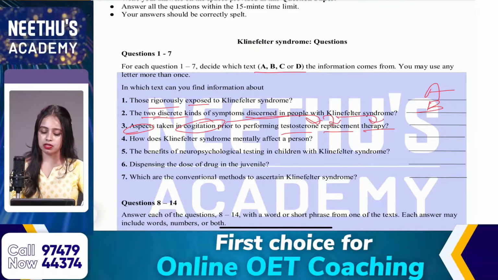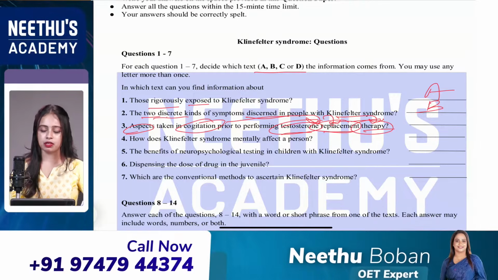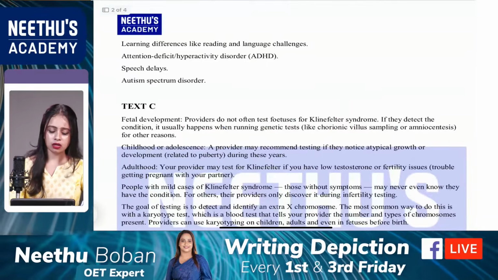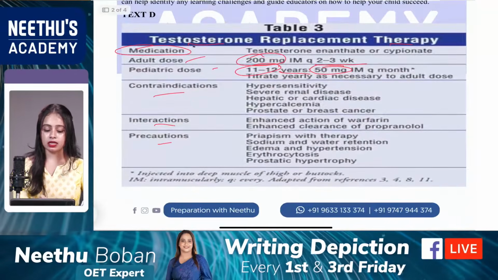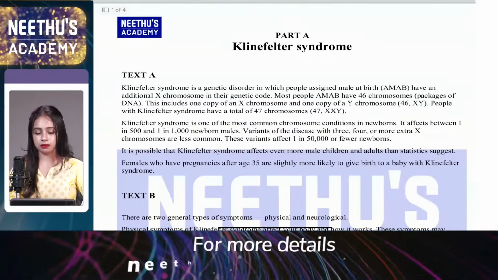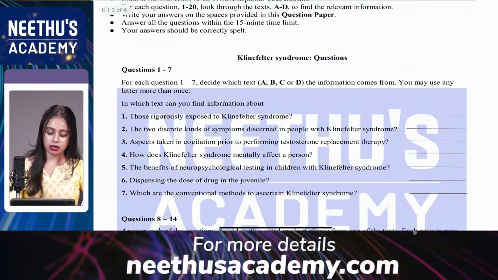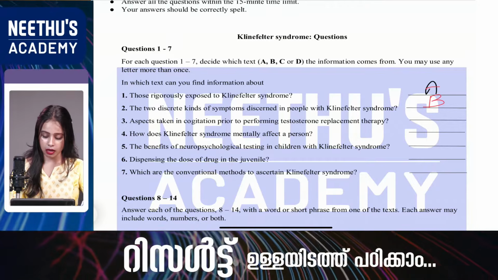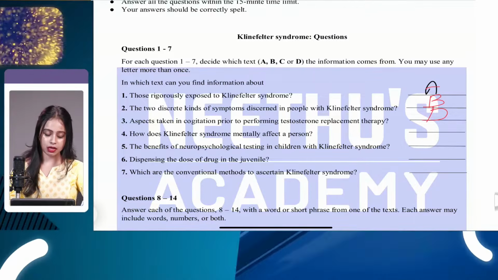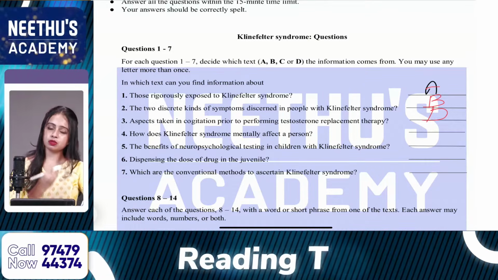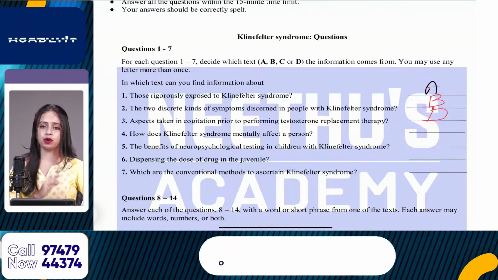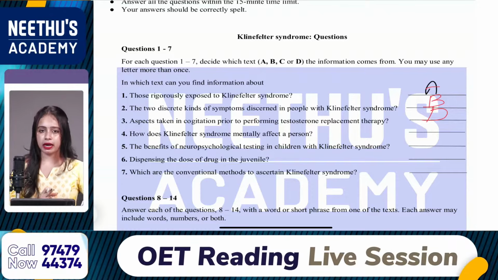What are the other keywords here? Testosterone replacement therapy. So where is it mentioned? It is text D. So the first is A, the second is B, and the third question is from D. Before that, aspects, which means what? Levels or factors. Approaches, levels, factors, that is called aspects.